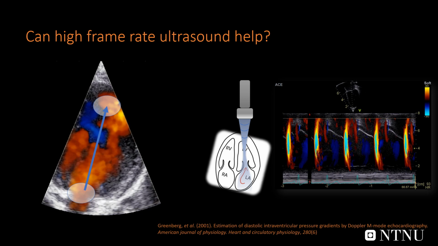Color M-mode has previously demonstrated its utility for non-invasive estimation of base to apex pressure difference, also with encouraging validation towards invasive pressure measurements. You could say that color M-mode also benefits from a high frame rate, it's just along a single line. And it's therefore suitable for measuring the interventricular pressure difference, as long as the flow is along the M-mode line.